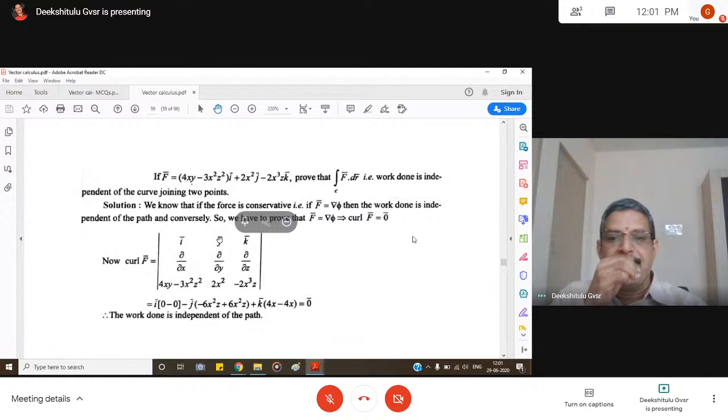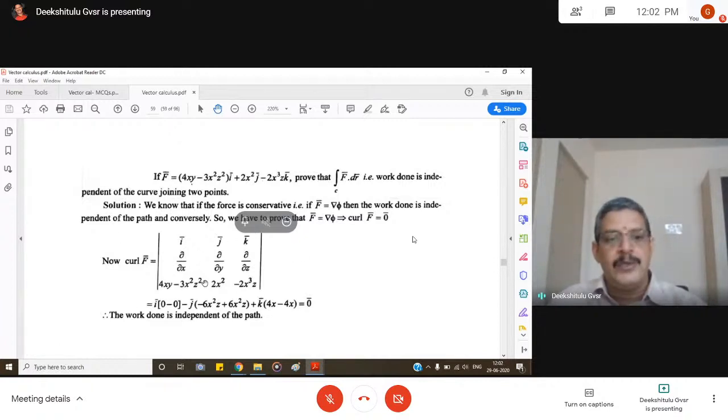We know that work done is independent of the curve joining two points. This happens only when curl F becomes 0. The question is: is this work done equal to 0 given F, or does the work done depend only on the end points? For that you have to prove that curl F is equal to 0. When curl F becomes 0, it is also called, as we have discussed already, a conservative field.